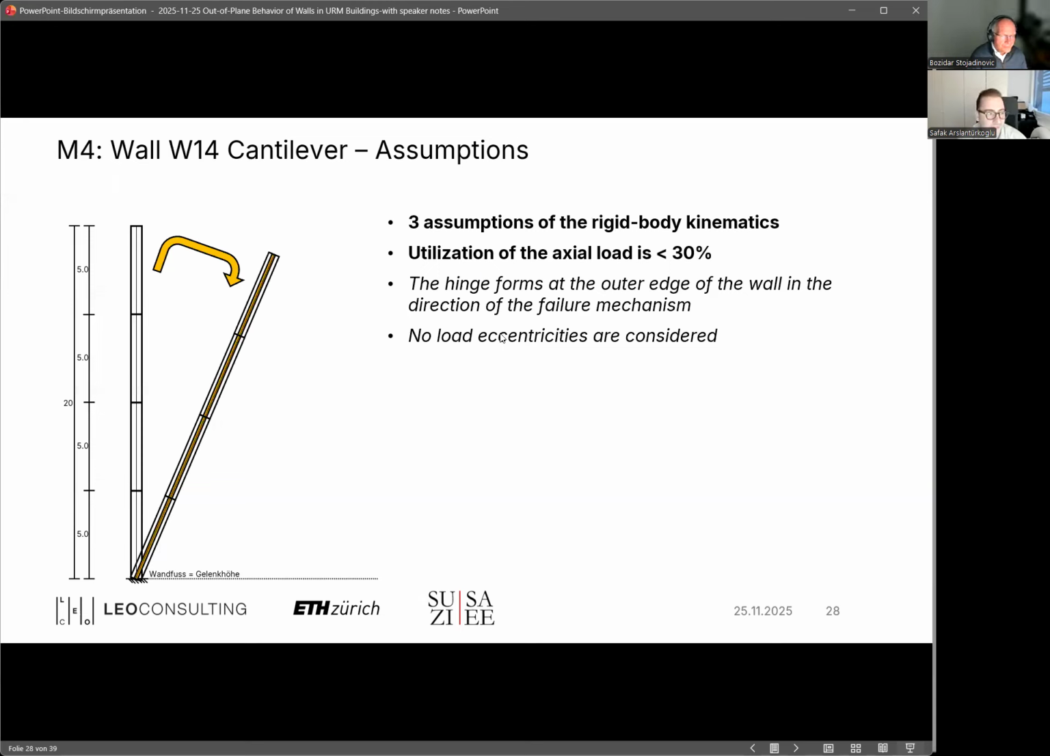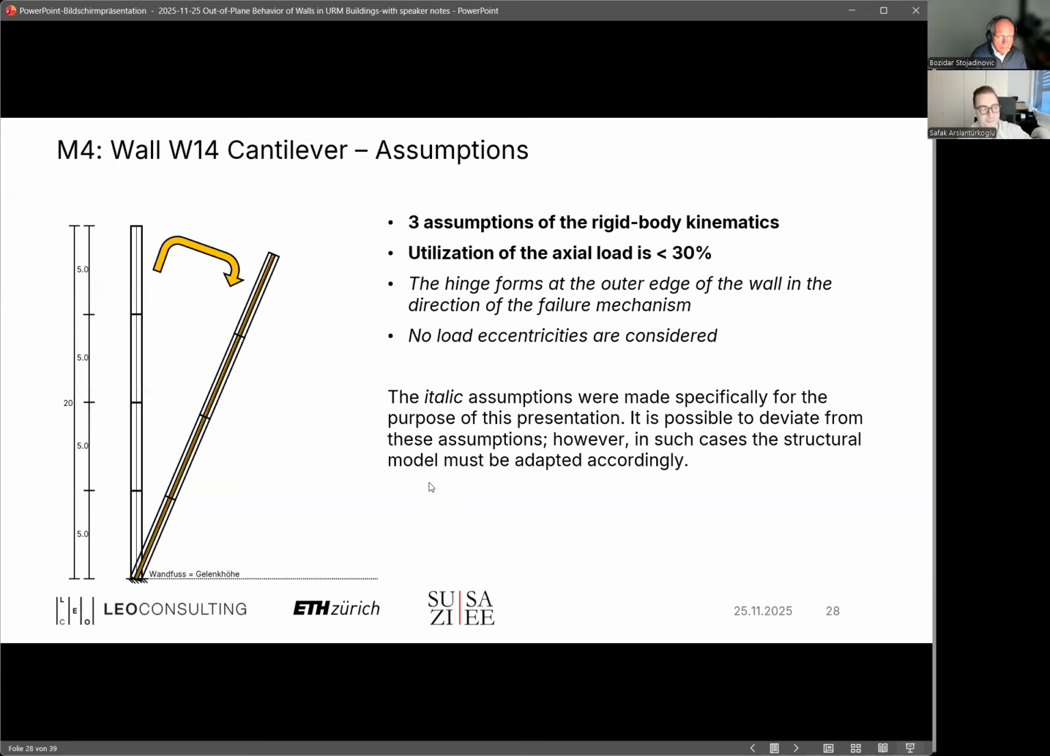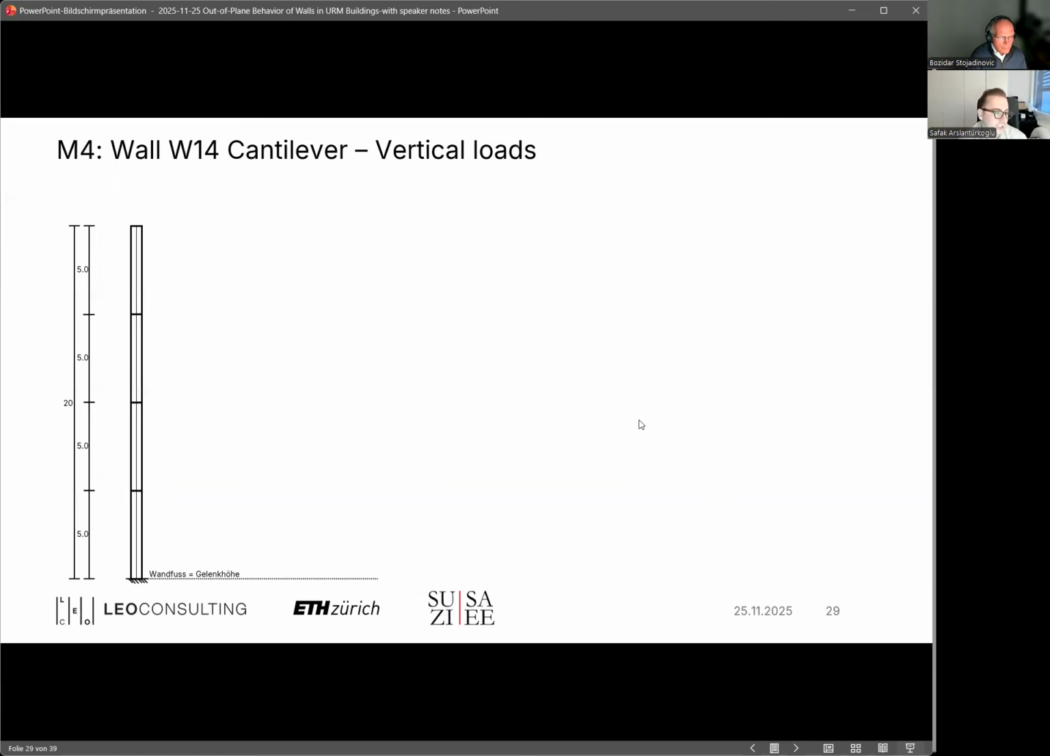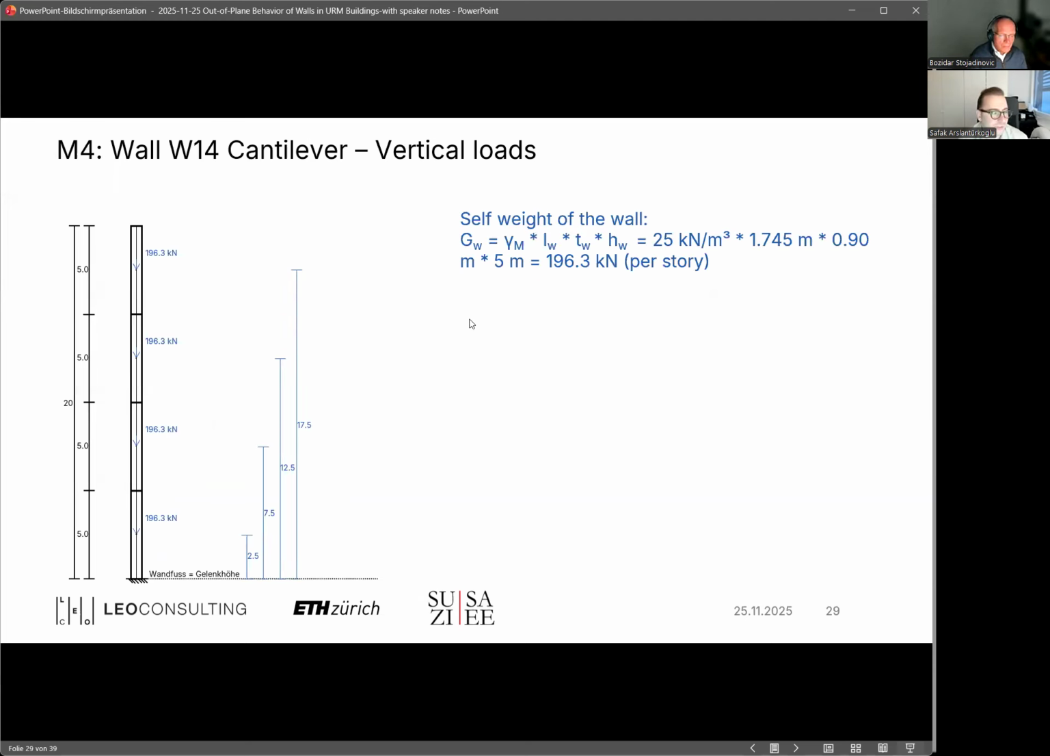I mean, we can also have eccentricities, but again, for the sake of simplicity, that's why here the remark that the assumptions in italic were made just for the purpose of this presentation. So we can have other assumptions, but in that case, we have to adjust the loads or also the structural model. So here we just continue with the loads.